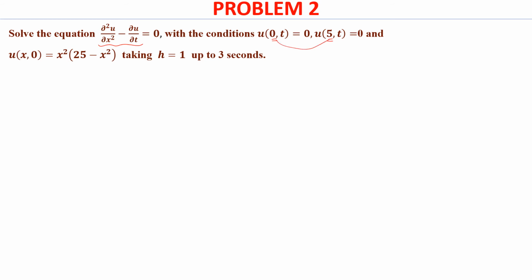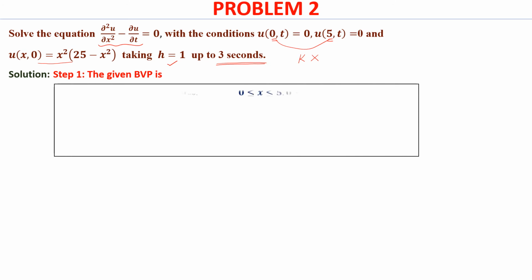And an initial condition is specified. Value of h is given. Kindly note the value of k is not given to us. And we have to compute the value of u up to t equal to 3 seconds. So let's now analyze and go step by step. So let's start by rewriting the given BVP. We have the given equation that uxx equal to ut and x varies from 0 to 5. T varies from 0 to 3 because we are given up to a maximum of 3 seconds.